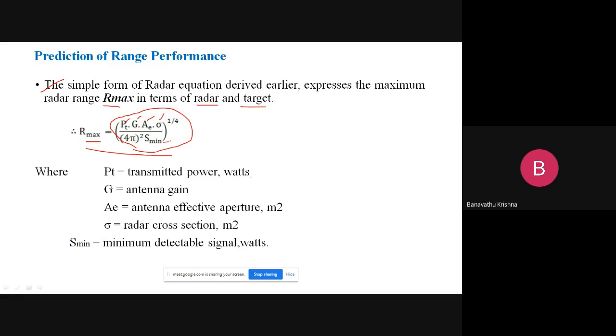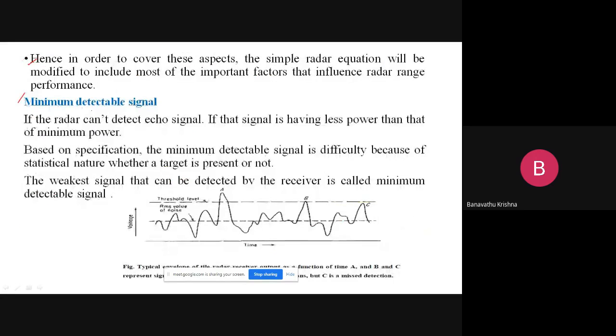The next topic is minimum detectable signal. Minimum means the minimum number of signals that can be detected. Such signals are nothing but echo signals. So let us discuss this minimum detectable signal.